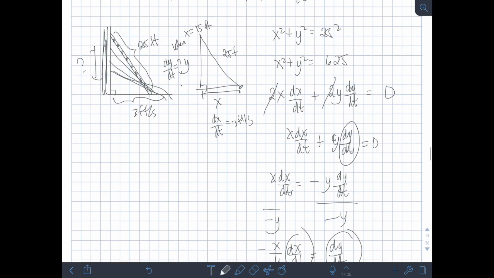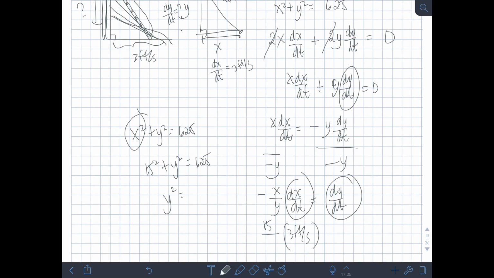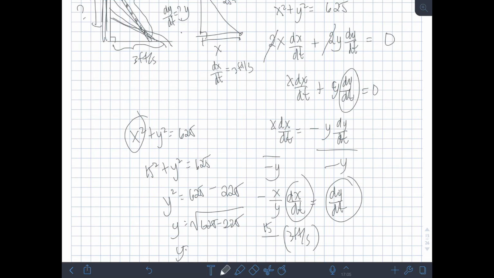Tapos yung y, masasolve natin si y using Pythagorean, di ba? x squared plus y squared is equal to 625. Sabi yung x mo raw ay 15. So, 15 squared plus y squared is equal to 625. So, y squared is equal to 625 minus 15 squared, which is, ilan yun? 225. So, we have y is equal to square root of 625 minus 225, or simply, y is equal to 20.